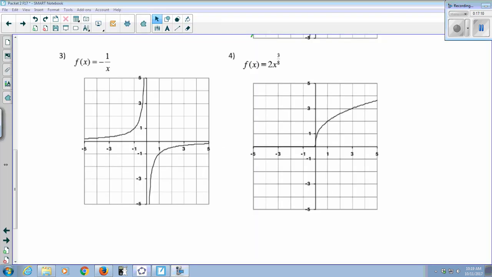All right, number 3, f of x equals -1/x. I look at the graph and I say, yep, that looks like it passes the horizontal line test. It has an inverse function, so I'm going to try to find it. Start by sketching it by choosing some nice points and swapping their coordinates.